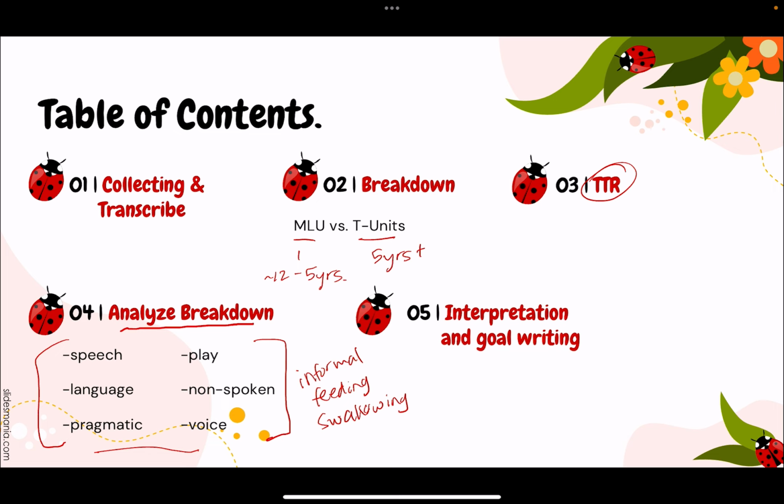And then finally, we'll talk about how do we interpret this, since it is all an informal test. So remember, communication sampling is all informal, but how do we interpret that and then lead then to writing our goals?